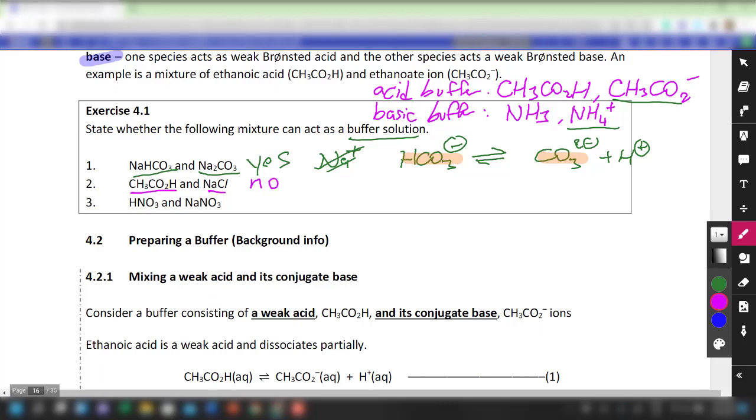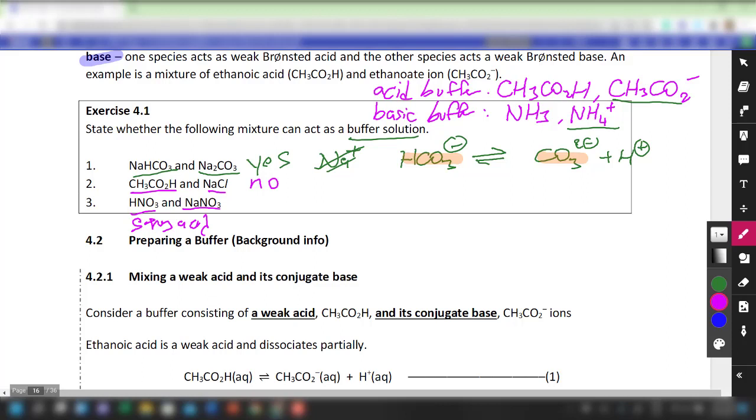And then for the third option, you have nitric acid. Nitric acid is actually a strong acid. And then we have sodium nitrate. For sodium nitrate, nitrate will be the conjugate base of a strong acid, so it will not hydrolyze appreciably in water.